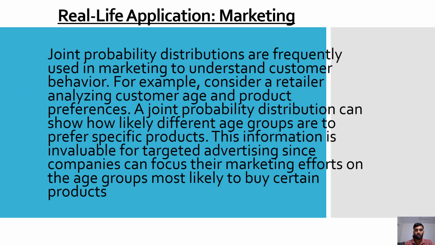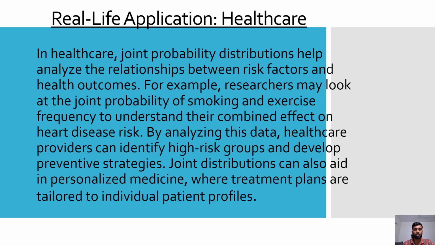Let's know some of the real life applications of joint probability distributions. Joint probability distributions are frequently used in marketing to understand customer behavior. For example, consider a retailer analyzing customer age and product preferences. A joint probability distribution can show how likely different age groups are to prefer specific products. This information is invaluable for targeted advertising, since companies can focus their marketing efforts on the age groups most likely to buy certain products.